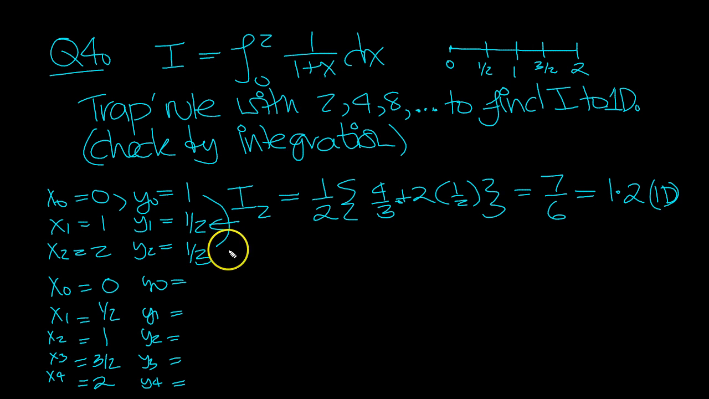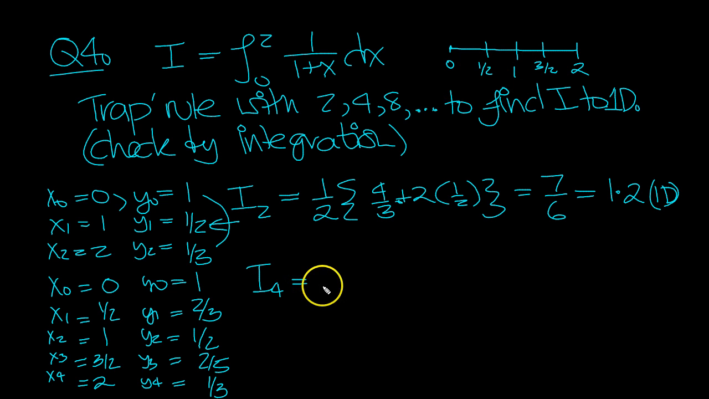y0, put 0 in, you get 1. Put a half in, 3 over 2, so it'll be 2 thirds. Tap it in the calculator if you need to. 1 in, you get a half. 3 over 2 in, you get 5 over 2, so you get 2 fifths. And then put 2 in, you get a third. That's right, when you put x as 2 in. Okay, so there's that.